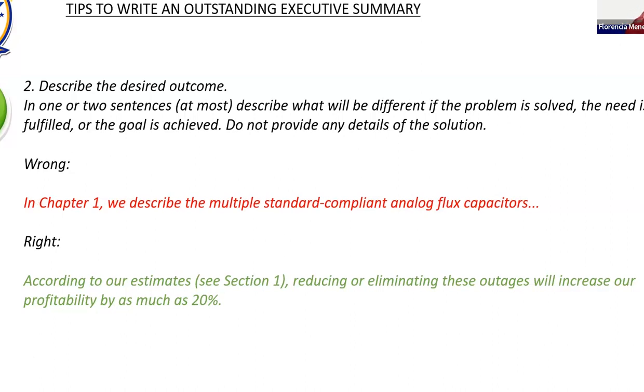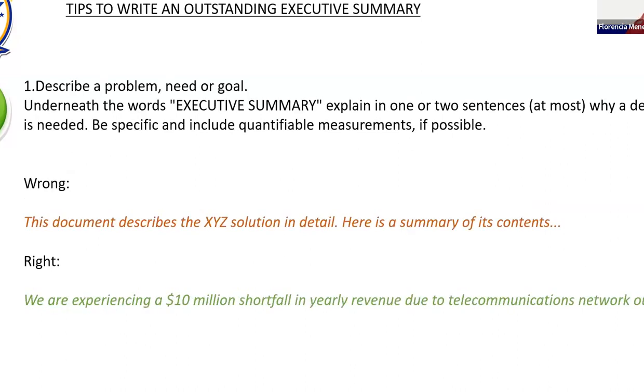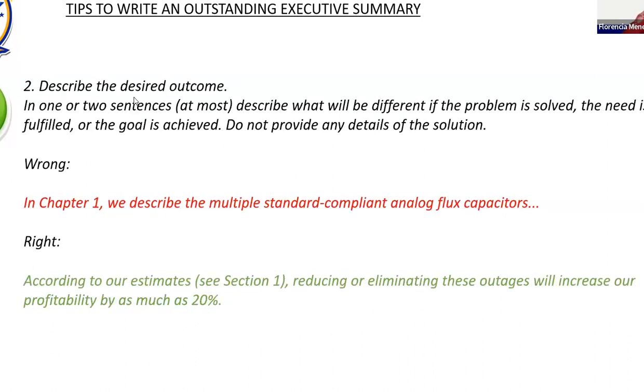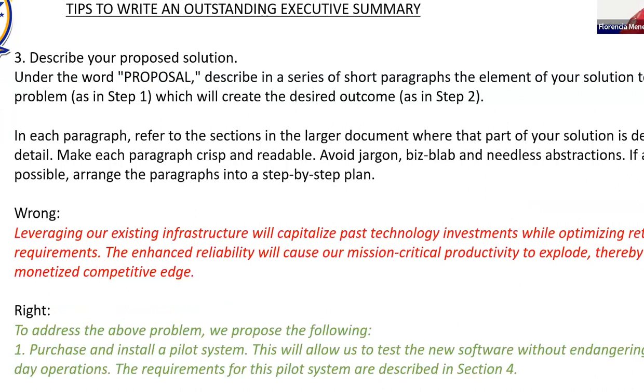So again, first one, describe the problem in a very short way, in a very specific way. Then describe the desired outcome. What do we want to get at the end of this project? Number 3, here it is a little bit longer, the explanation. We need to describe our proposed solution. It is time to say, what are we going to do?